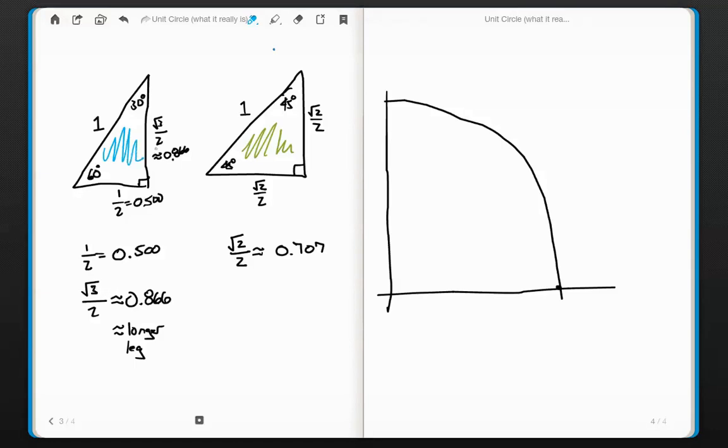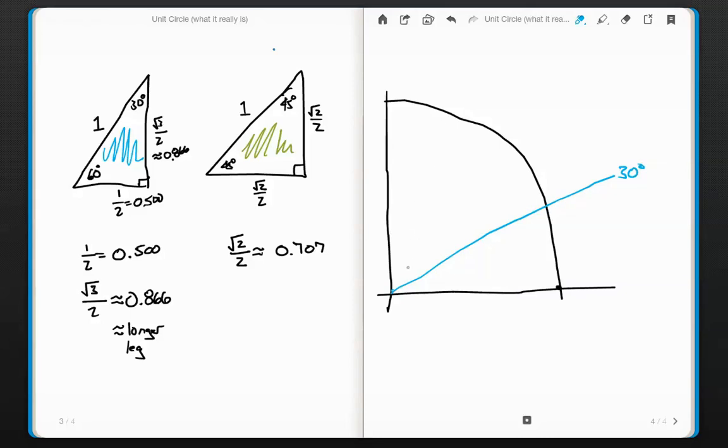Okay. So if I'm going to draw in a few key angles that show up a lot on the unit circle, I'm going to draw this one, which I'm going to extend out a little bit like this. This is 30 degrees.